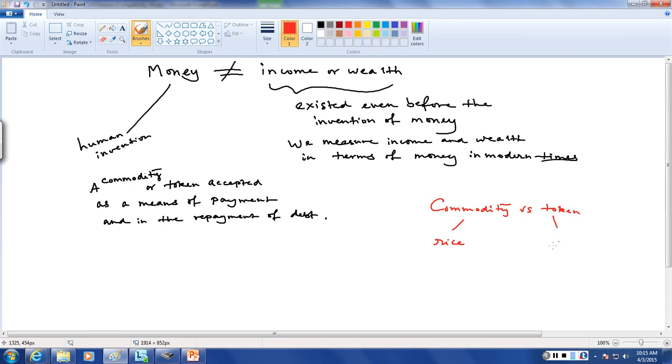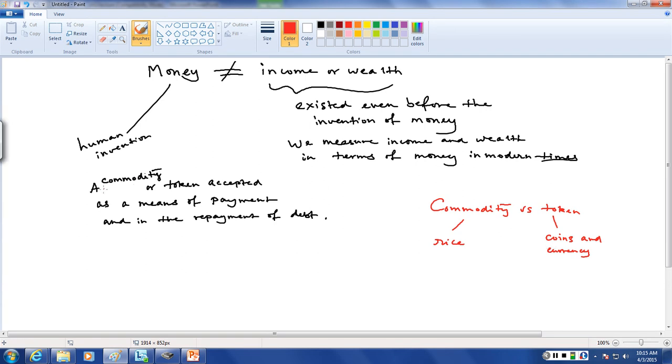Now, what's a token? In our case, the tokens that we use are coins and currency. Now, these things are not intrinsically valuable. You can't do anything else with them. Currency, in particular, is just a piece of paper, worthless on its own, right? Unlike rice, right?